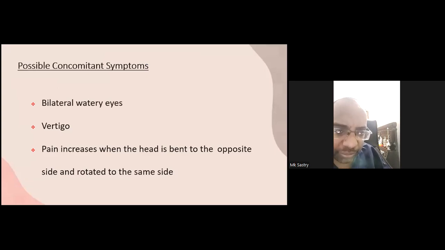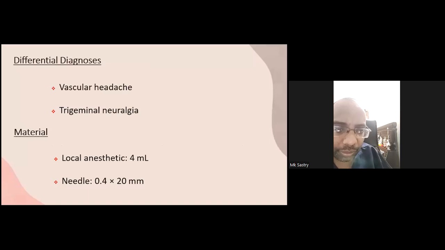What are the symptoms? Bilateral watery eyes, vertigo. Pain increases when the head is bent to the opposite side and rotated to the same side. So if you bend like this, you'll get more pain. If you do like this, you'll get more pain. Right? Now how to recover this pain? It may be because of vestibular headache or trigeminal neuralgia. Local anesthesia is 4 ml. I'll never advise local anesthesia to be used.